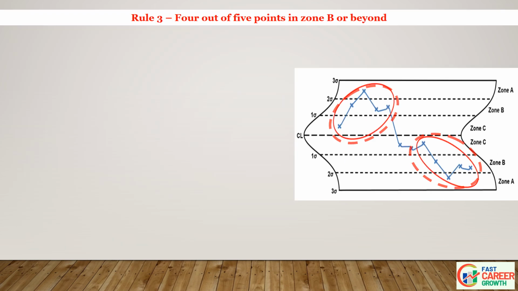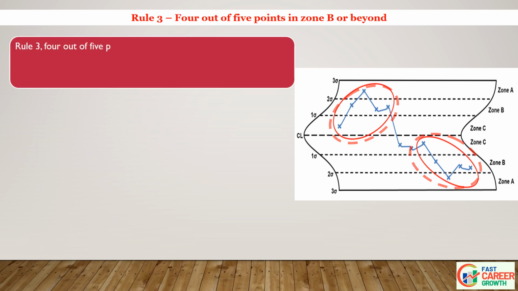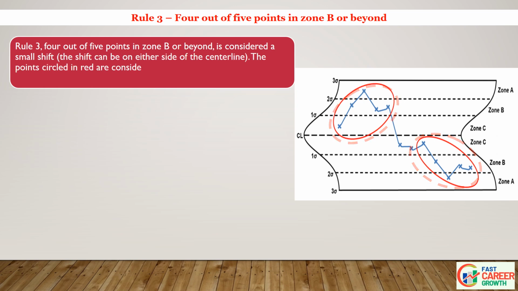Next, Rule 3. If 4 out of 5 points in Zone B or beyond, it is considered a small shift. The shift can be on either side of the center line. The points circled in red are considered small shifts.